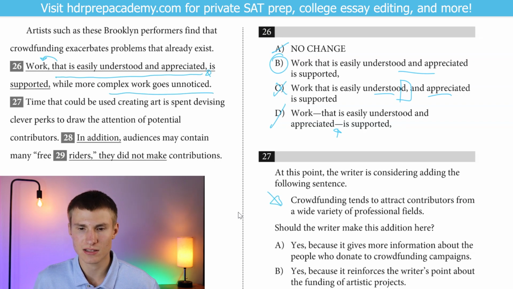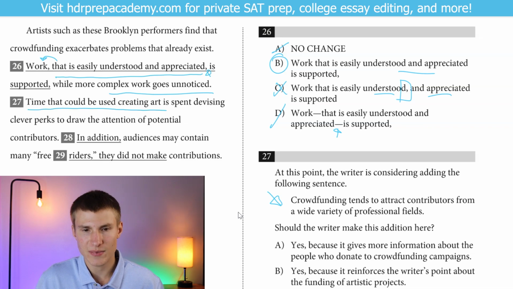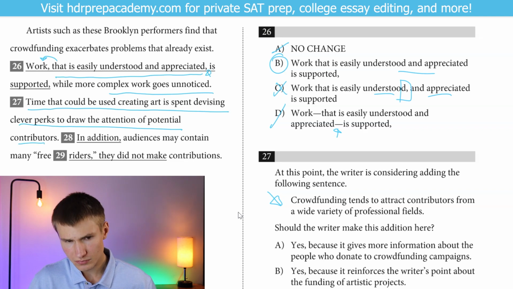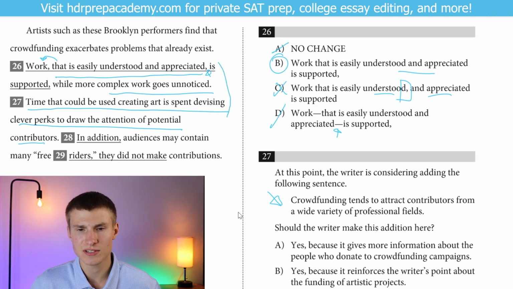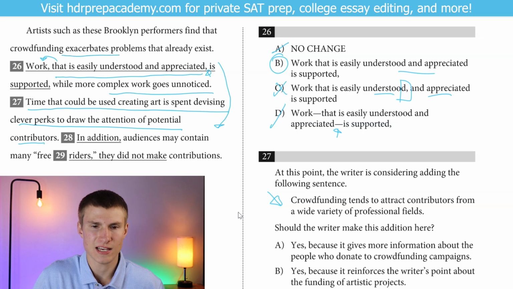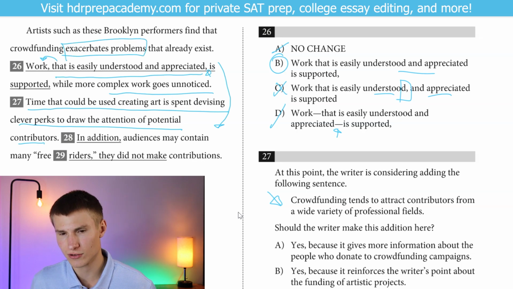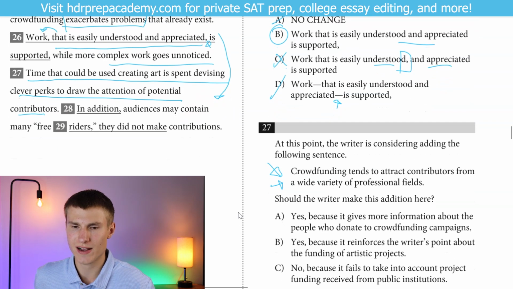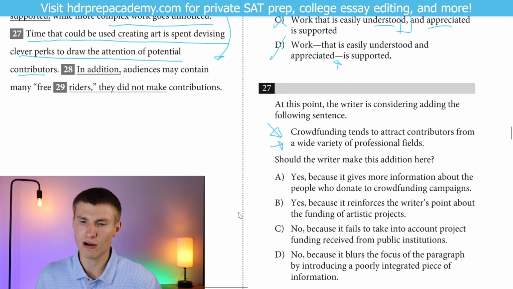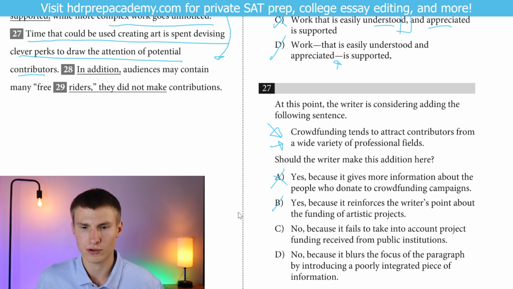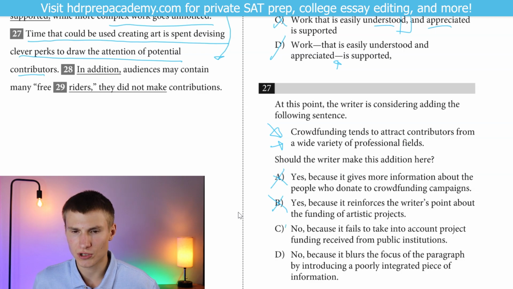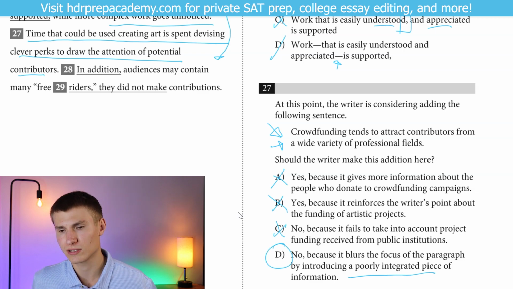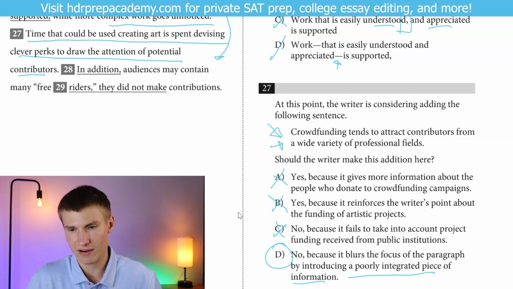Should we add this following sentence? Let's go ahead and read this next sentence first. Time that could be used creating art spent devising clever perks to draw the attention of potential contributors. All right, so right here, these past two sentences have just been illustrating that exacerbation of problems that already exist. We don't want to interrupt that. If we take a look at this sentence here that we're asked if we want to add, we have: crowdfunding tends to attract contributors for a wide variety of professional fields. That would be interrupting that discussion of those two illustrations of how these problems are being exacerbated. So it's blurring the focus of our paragraph with a poorly integrated piece of information. So our answer there would have to be D.